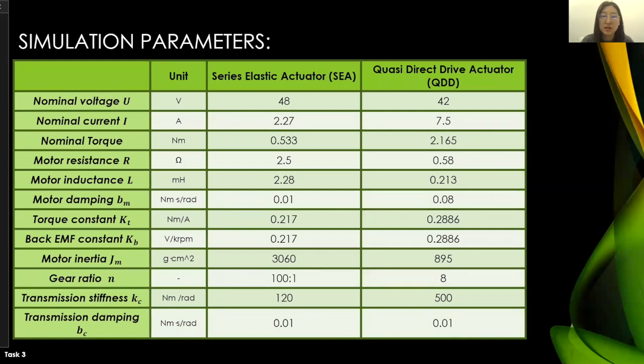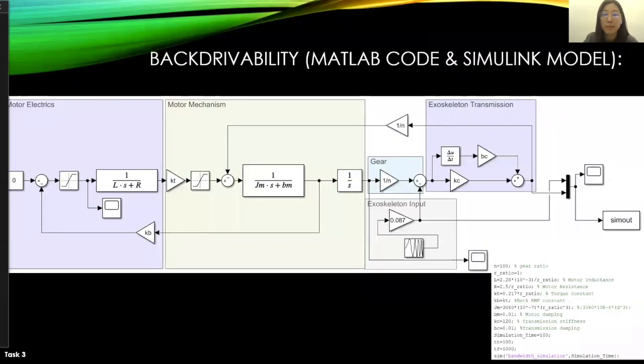These are the parameters that were given for the simulation on Simulink. This is the Simulink model for the back drivability, which can be applied to both motors. This is the code that we input into MATLAB to run the Simulink model. As you can see here, for motor electrics, the input is 0 because, as we previously talked about in the transfer function, we do not need a voltage input for this function. And here is the output of the model.